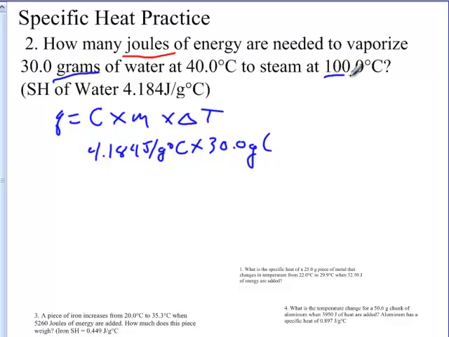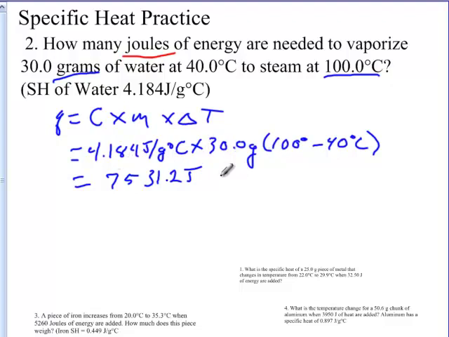We're going to put the big number first. Okay, so it finished at 100 degrees Celsius and started at 40 degrees Celsius. Okay, so when you multiply those three numbers together, you get 7,531.2 joules. Now, if we look at our significant figures, we've got 4 there, we've got 3 there, we've got 3 there, so we've got to round this to 3 digits.